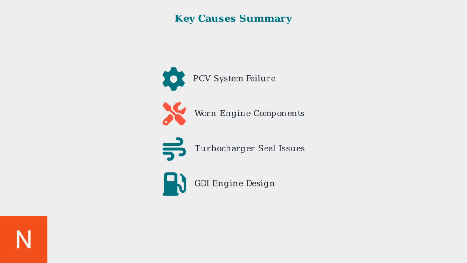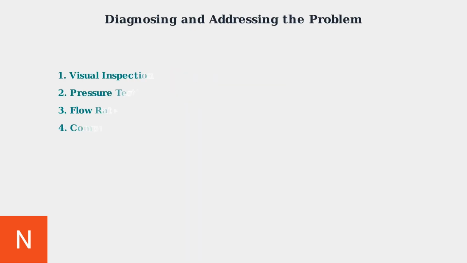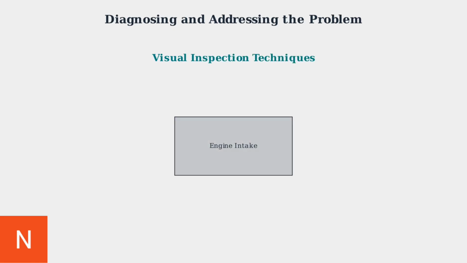Proper diagnosis of oil in the intake manifold requires a systematic approach using visual inspection and precise testing methods. This process helps identify the root cause and determine the most effective solution. Visual inspection is the first diagnostic step. Load the engine diagram to examine oil distribution patterns in the intake system.